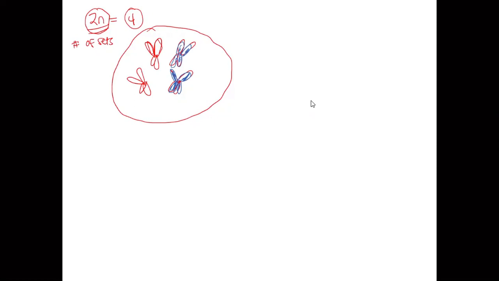Each set would have 2 chromosomes. So for the maternal set, you have chromosome 1. Also in the maternal set, you have chromosome number 2. And on the paternal set, you have chromosome 1. And then also on the paternal set, you have chromosome 2.